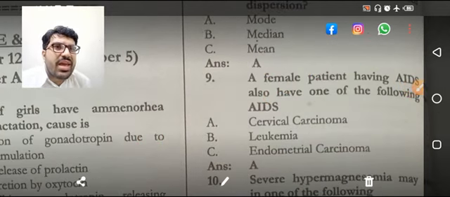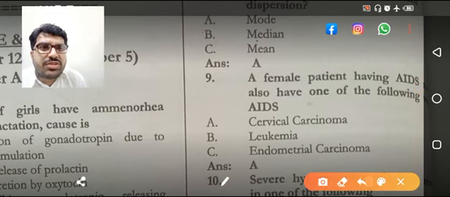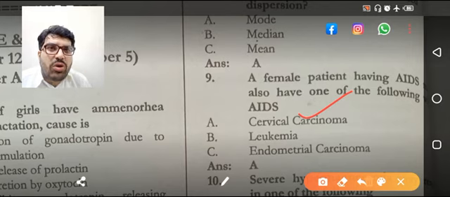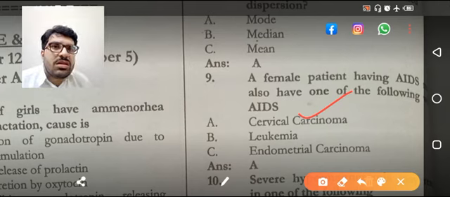A female patient having AIDS, the answer to this is cervical cancer, because cervical cancer is linked with AIDS. It is linked with smoking, and it is linked with the human papilloma virus, and also it is linked with the herpes simplex virus type 2.